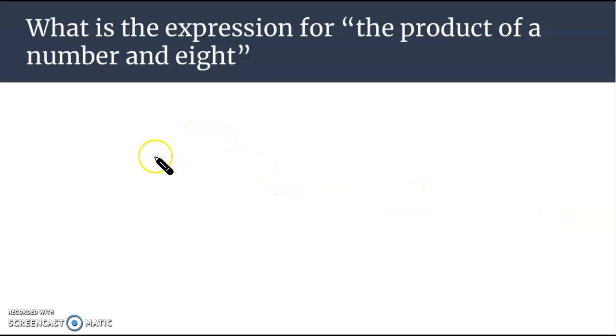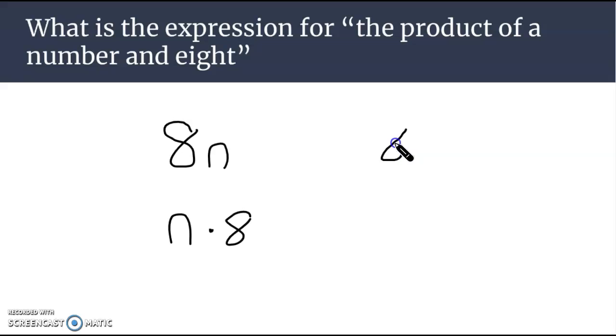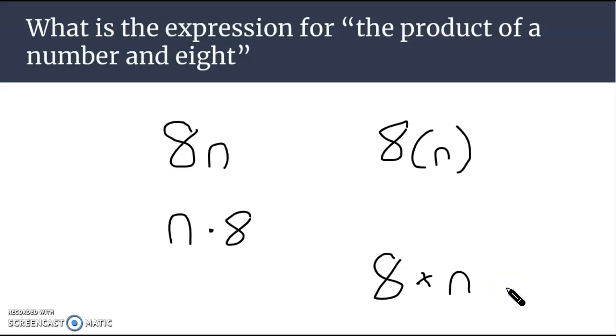Well, there's two ways to do this. When you're talking about product, we mean multiply. We can just say 8n, or we could say n times 8. There's lots of ways to do it. You can do 8 parentheses n. You could do 8 times n, but normally that's not done in algebra because the multiplication symbol might be thought of as a variable. But any of these really work. Most common is this one right here. Let's look at another one.